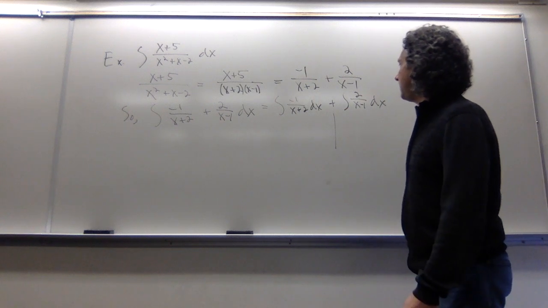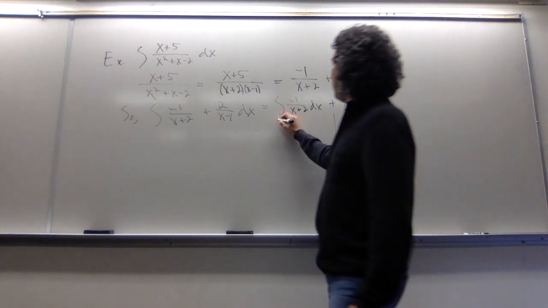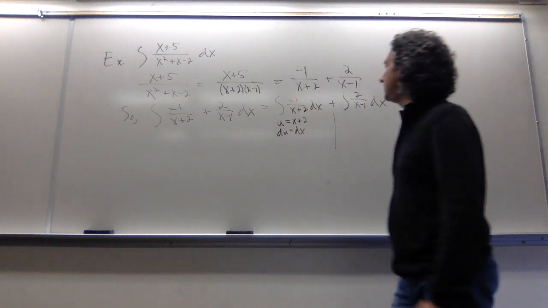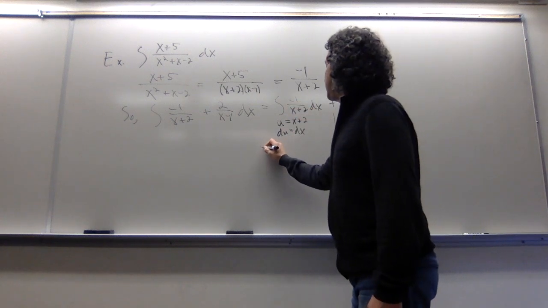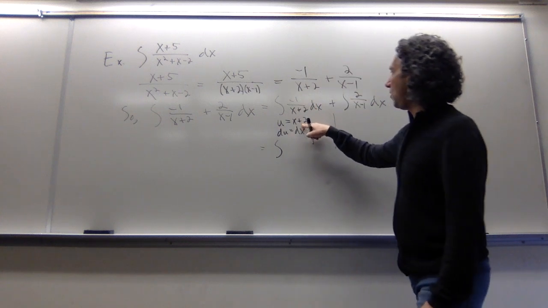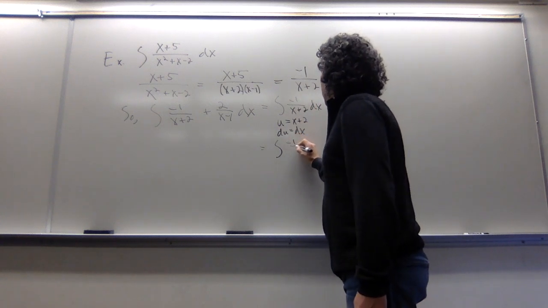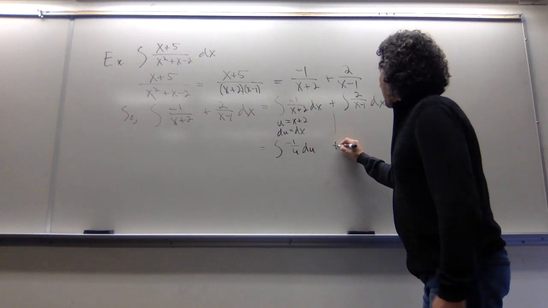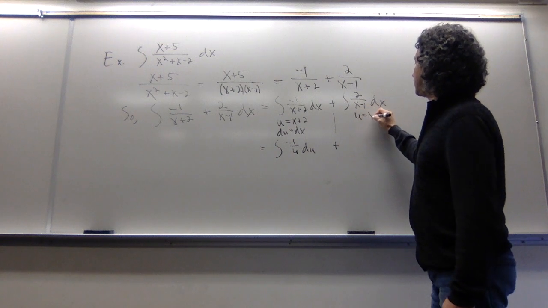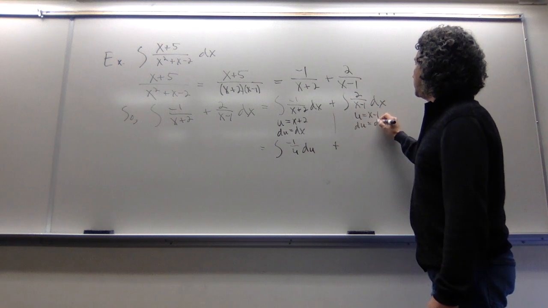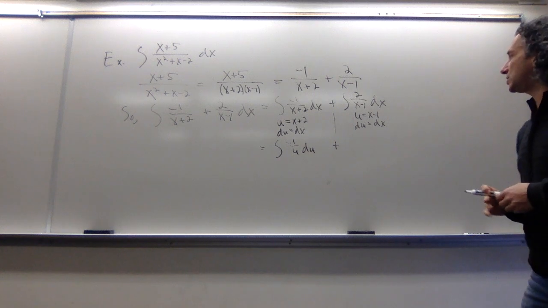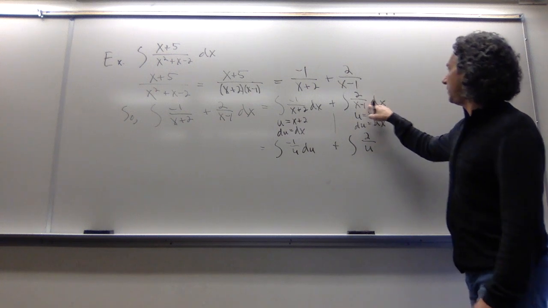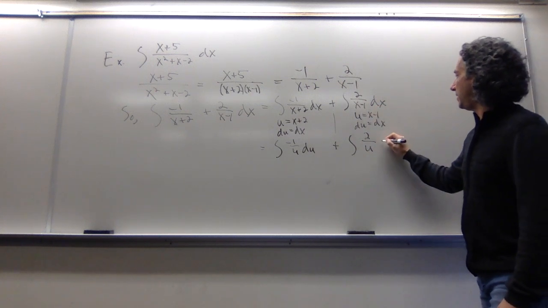So let me just make a little dividing line there. Here I'll let u equal x plus 2 so that du is just dx. And it looks like this is the same thing as the integral of minus 1 over u du. And let me add to that. Here u equals x minus 1, du is just dx, since the derivative of x minus 1 is just 1. So this will be plus 2 over u du.